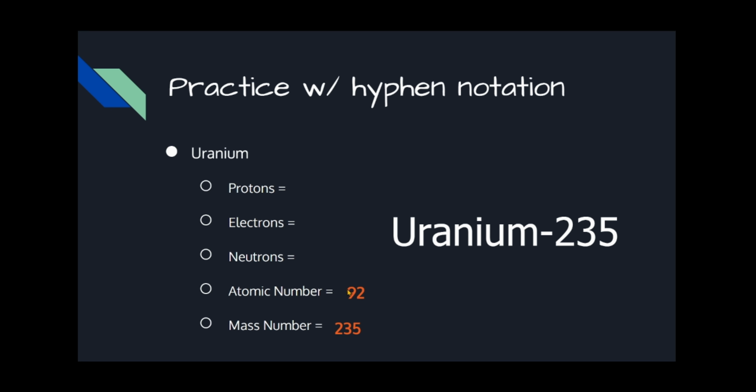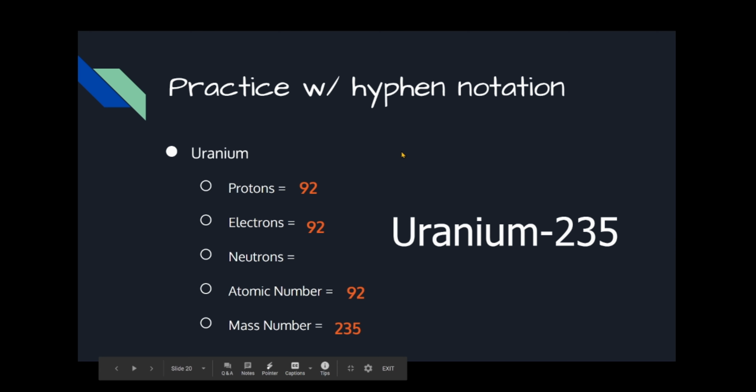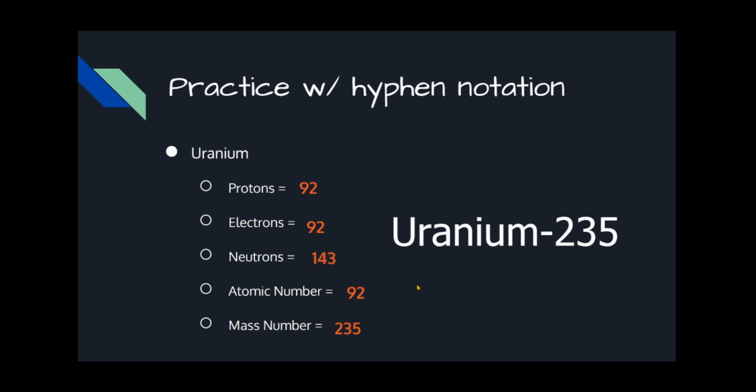Well, the atomic number tells me the number of protons, and since it's a neutral atom, it's neutral because it's hyphen notation, and there's no way to represent charge with hyphen notation, I know that electrons are also 92. Okay, now I have to do a little bit of math. So you might want to get your calculator for this one. Remember, my mass number is protons plus neutrons. So I'm going to take my mass number, subtract 92, since that's my number of protons, and I'm going to get 143.